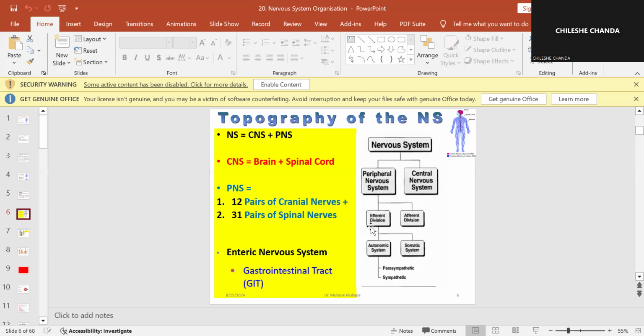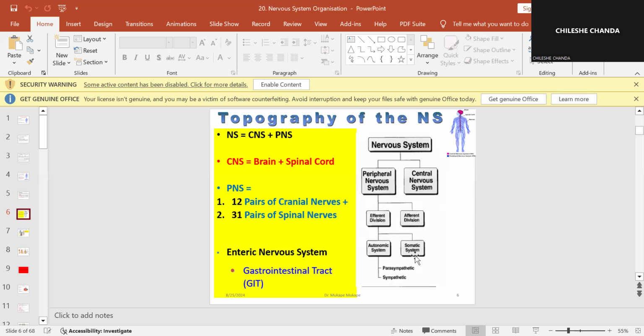Now, the efferent division, meaning the motor division of the nervous system, is further divided into autonomic and somatic. So the autonomic system and the somatic system.